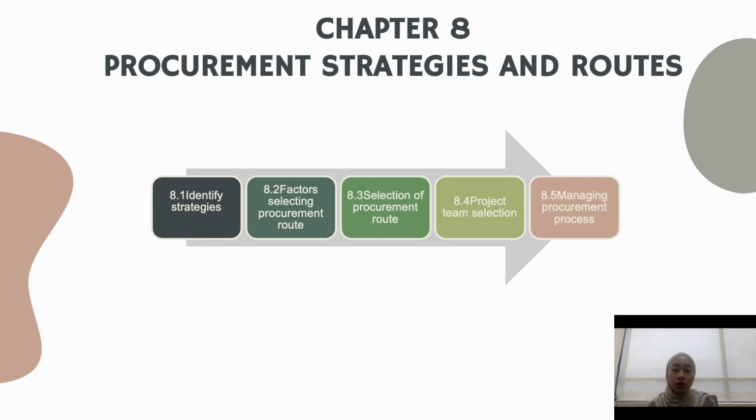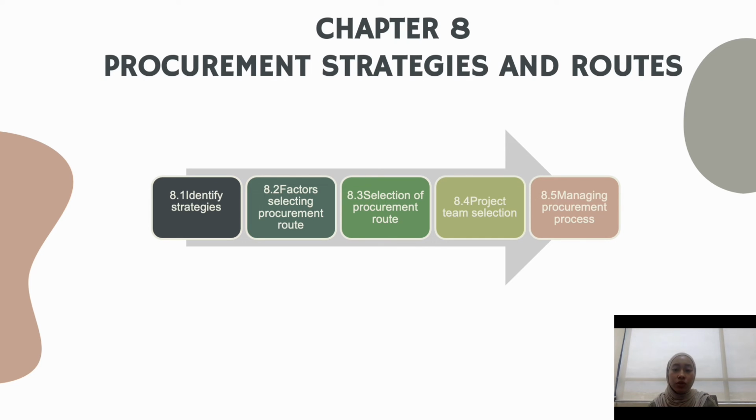Procurement systems can be classified as traditional, design and construct, and management. Aside from that, the student can also learn about project team selection. In this subtopic, the student can know about the project team selection works and their position in the construction. Other than that, managing the procurement process studies the flow of traditional procurement, design and construct procurement, and also the flow of management procurement.